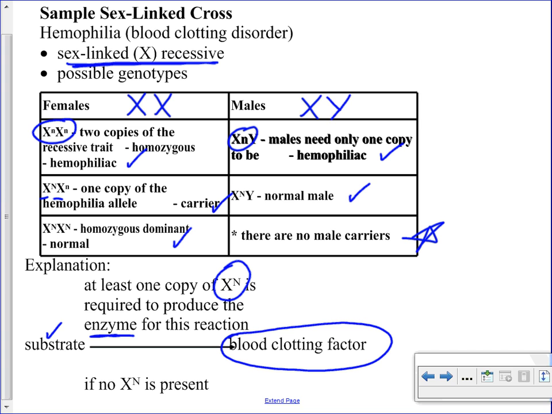If you don't have that version, if it's not present, well, that means you don't make this enzyme. If you don't make this enzyme, you cannot perform this conversion, you don't have the blood clotting factor, and then that individual will have hemophilia.